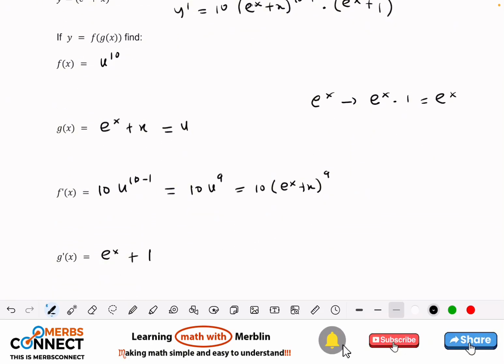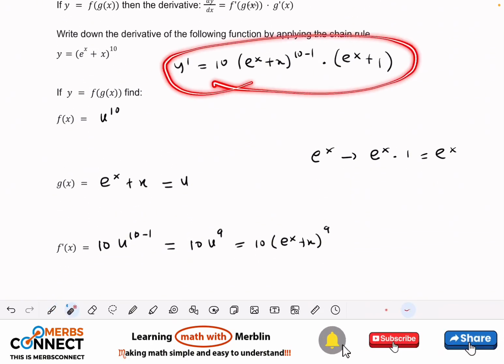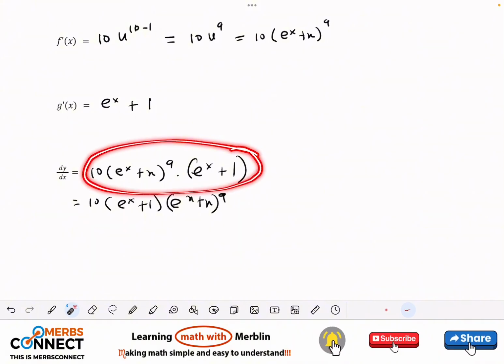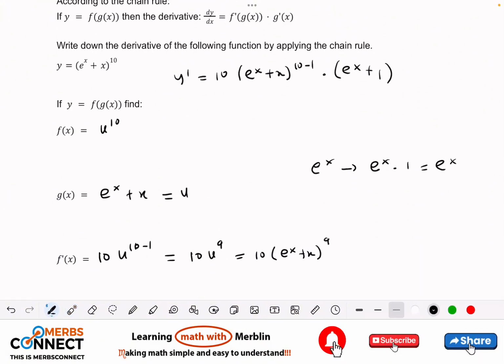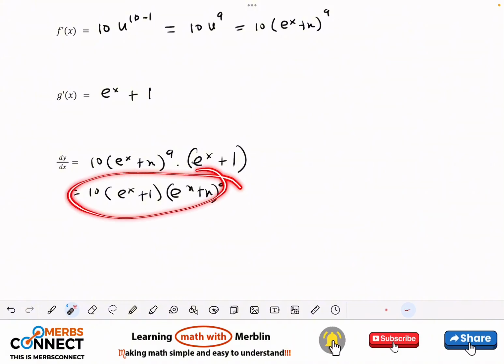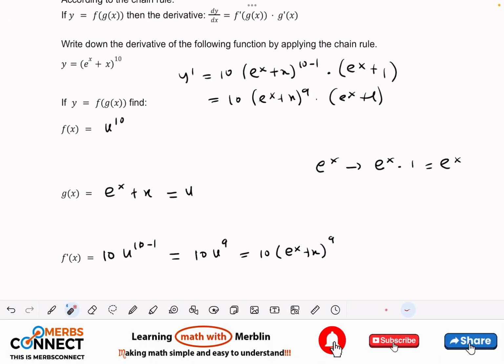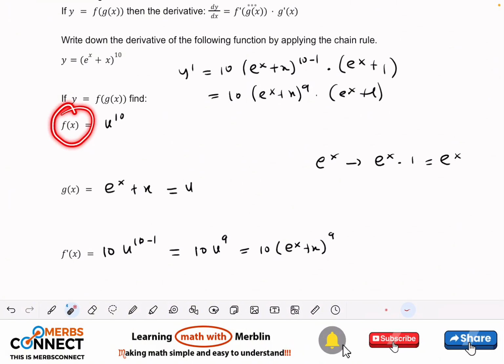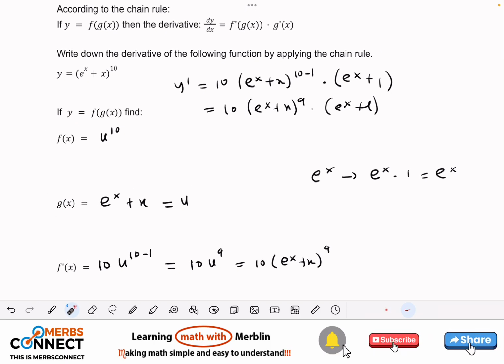So we can see that what we have here is the same as what we have here, right? So let me just simplify it. This is going to be 10 (e to the power x plus x) to the power 9 times (e to the power x plus 1). And this is the same as what is here. So learn how to choose f of x, g of x, and learn how to also do the direct what? Differentiation. Like when I see it in a question, I can just look at it and what? Differentiate.